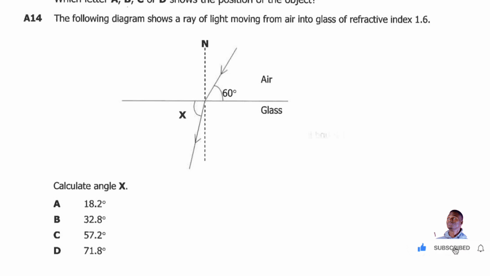Question 14. The following diagram shows a ray of light from air into glass of refractive index 1.6. We have here the angle of incidence, and the angle of refraction, which we don't have, is x. Calculate the angle x. So that is what we are asked to calculate. Now, how do you calculate that? It is very simple.